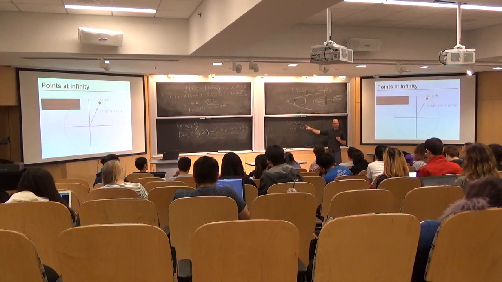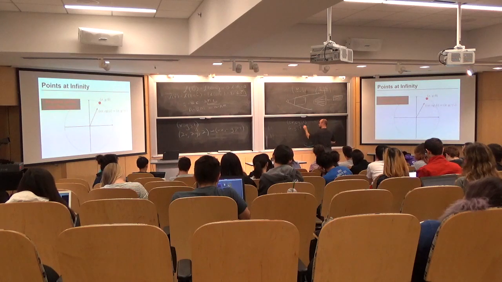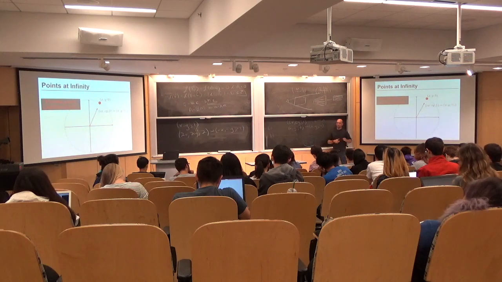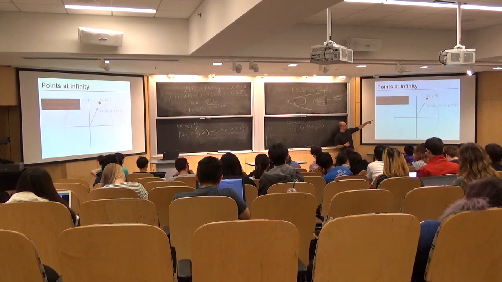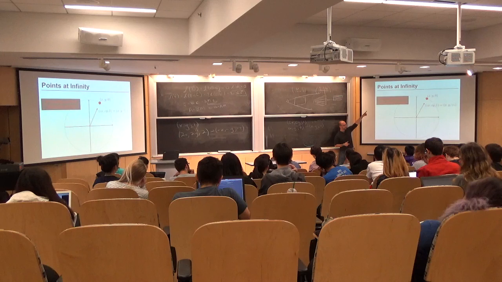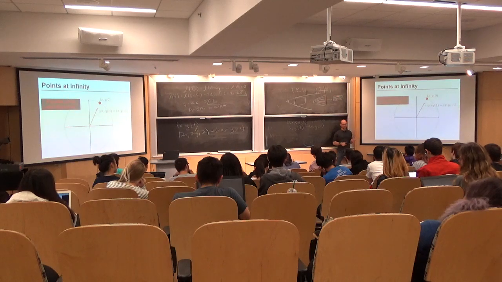And 1 over c, what does that approach as c goes to infinity? 0, yeah? So somehow what this is saying is, if I take a point and I just keep walking farther and farther and farther from the origin, that point eventually approaches this thing we call a point at infinity, which is where you put the 0 coordinate.